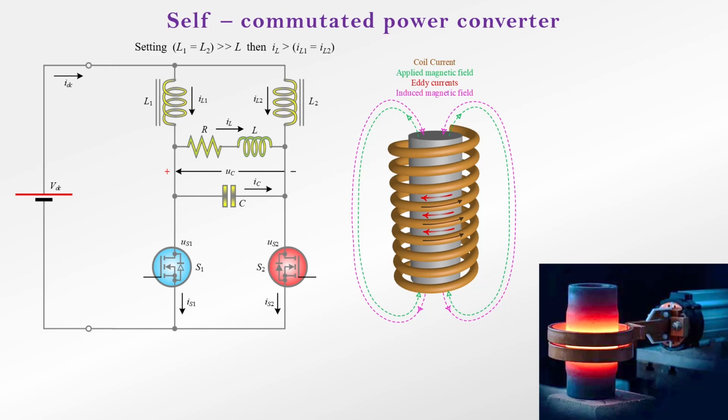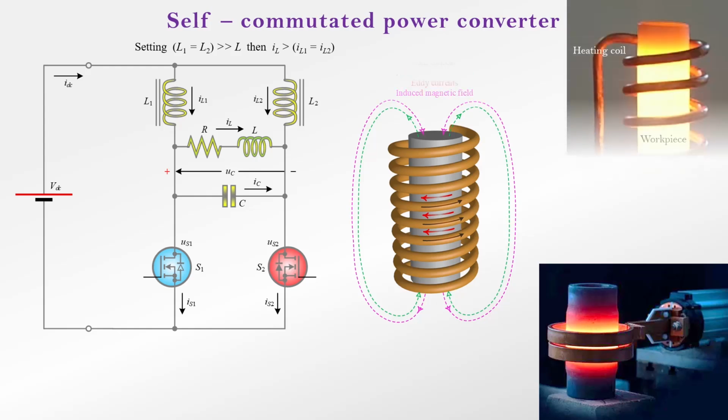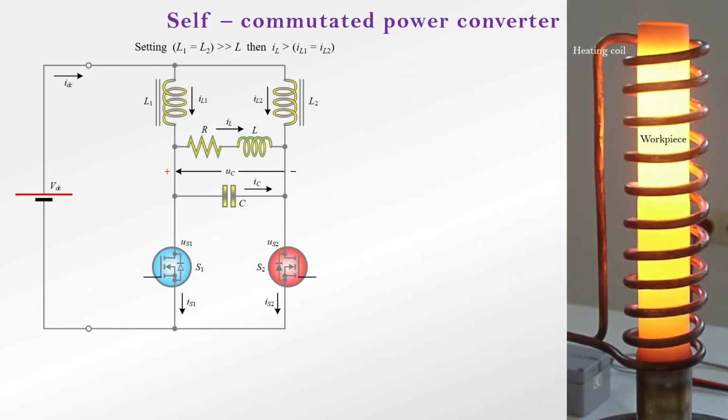An additional cause of heating in ferromagnetic materials is hysteresis losses. The inductance of the heating coil and its series resistance depend both on the construction of the coil itself and on the characteristics of the workpiece.